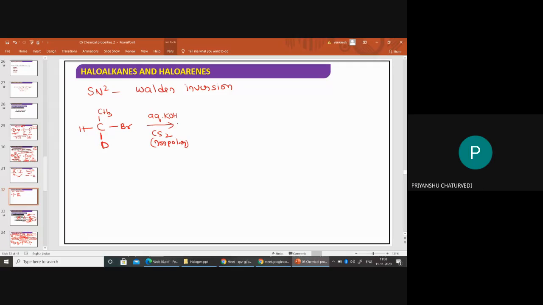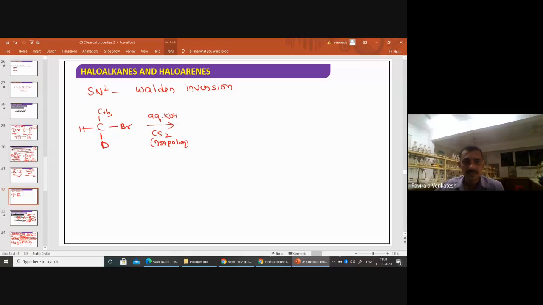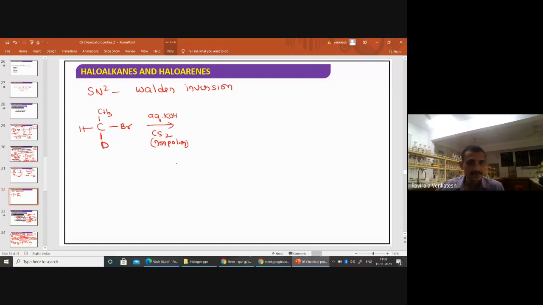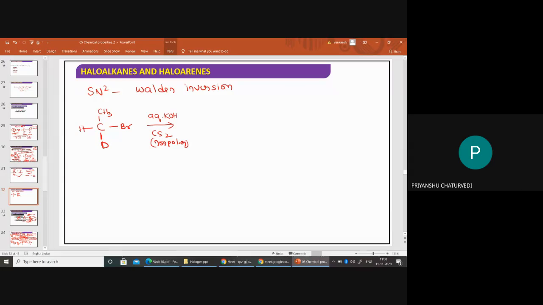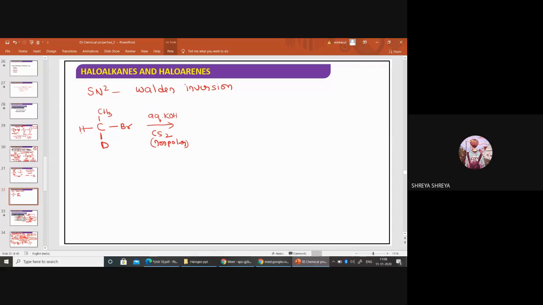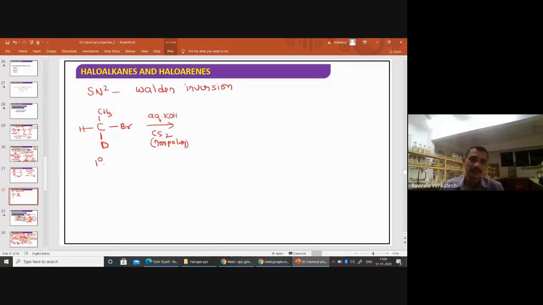Sir, tertiary. Yes. Primary, secondary. Sir, tertiary. Primary. Some are saying tertiary. This carbon is bonded to how many carbons here? Only one carbon it is bonded. So it is primary. So surely it will be the SN2 mechanism.